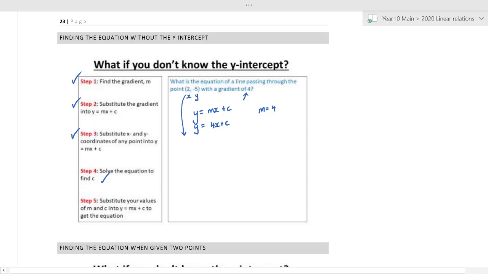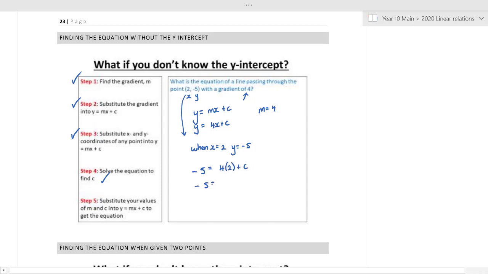Here's my x and here's my y. So that means that when x equals 2, then y is equal to -5. Let's go and sub that in. And when we do that, you can see that we've got 4 times, well, x is 2, plus c. Let's write that up.